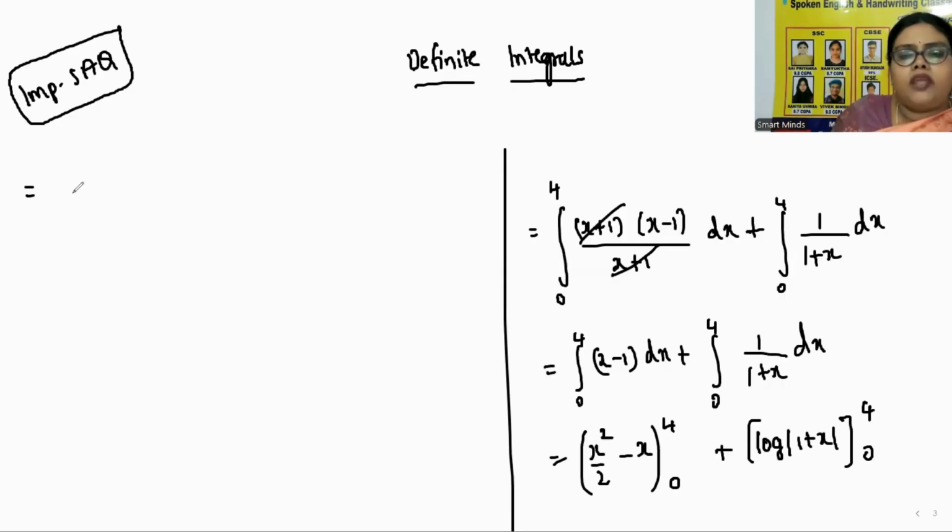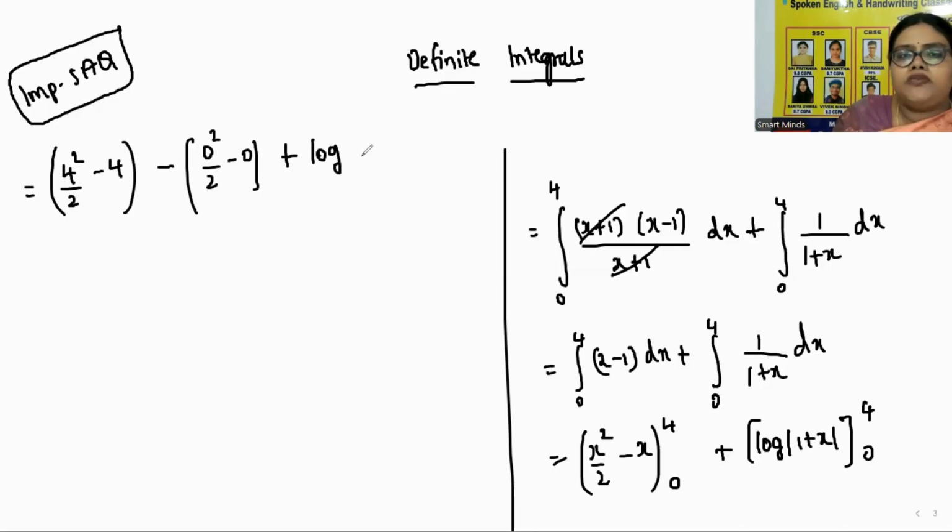So x square by 2 minus x. In the place of x, I will put 4 first. So 4 square by 2 minus 4. First you apply the upper limit, then put a minus sign, and then you apply the lower limit. 0 square by 2 minus 0 plus. Now first x you put as 4. So you will get log 1 plus 4 is 5 minus log 1 plus 0 is 1.